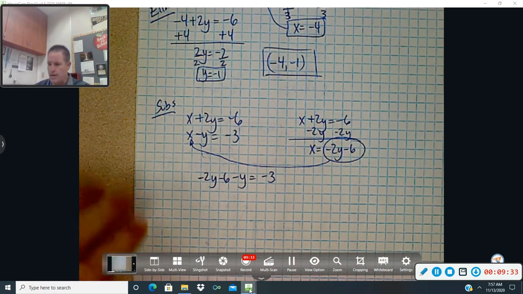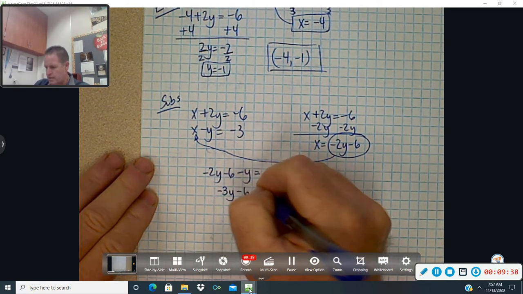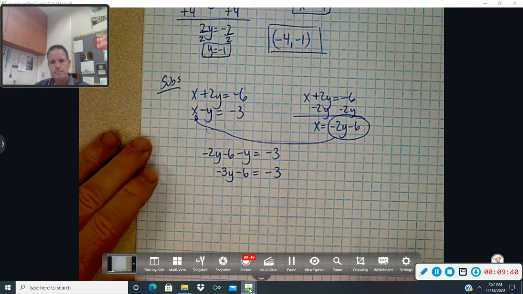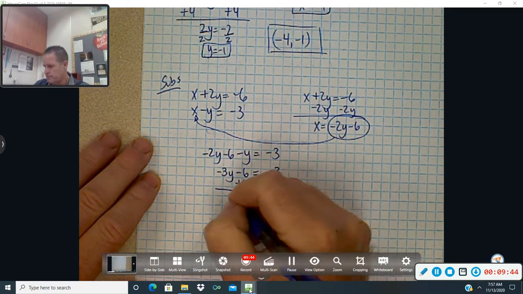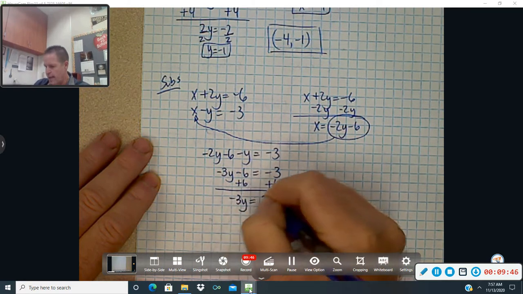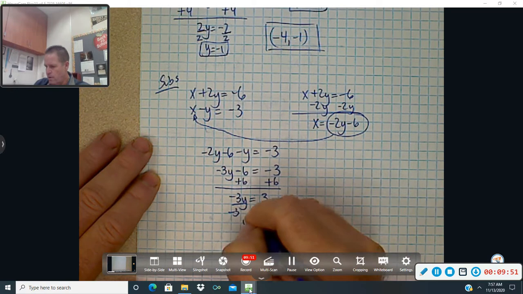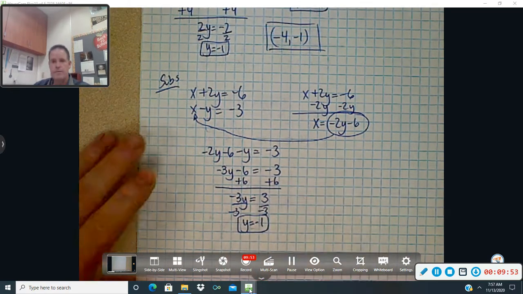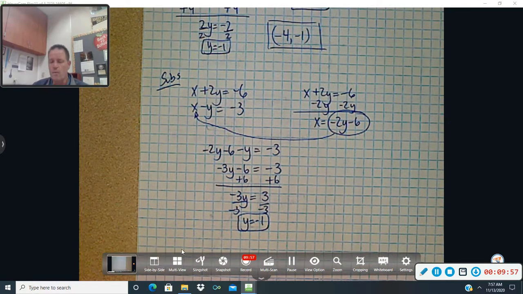Okay, so now I'm going to combine my like terms. I'm going to have negative 3y minus 6 equals negative 3. I'm going to add the 6 to the other side to get negative 3y equals 3. Divide each side by negative 3, and you're going to have y equals negative 1. Okay, so I got y equals negative 1.